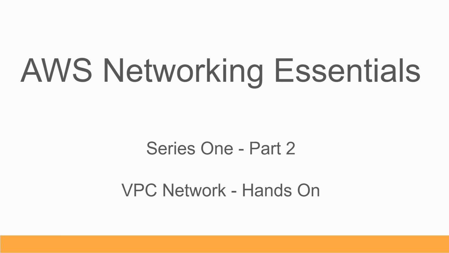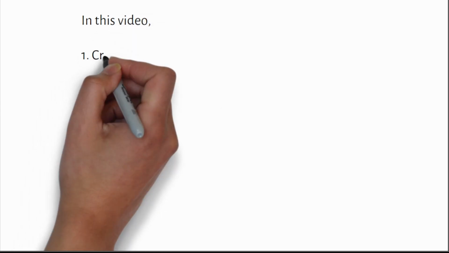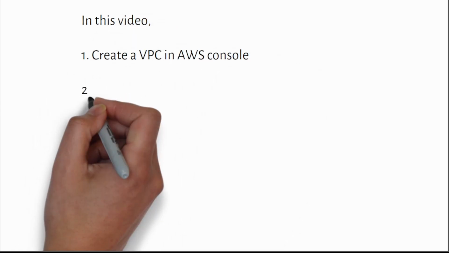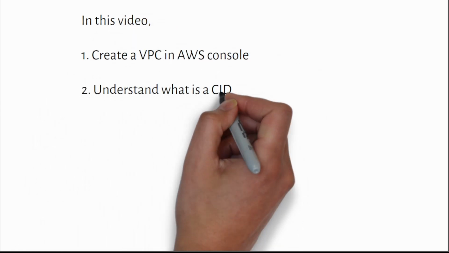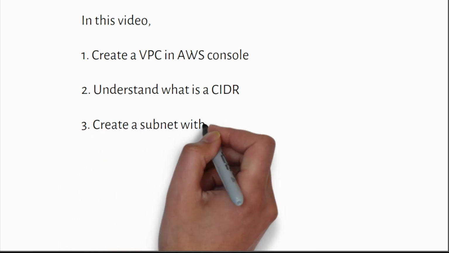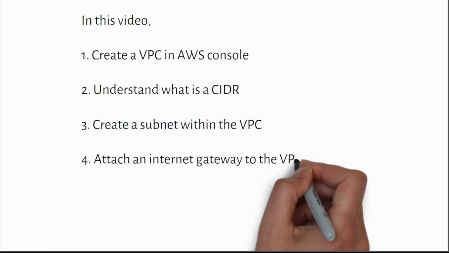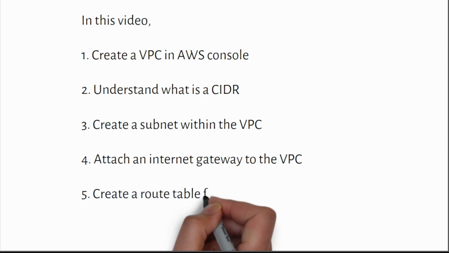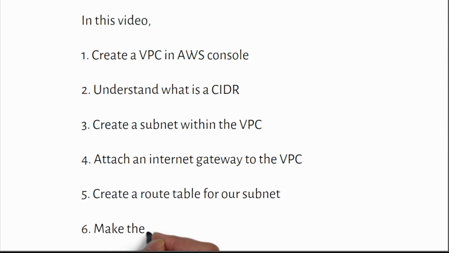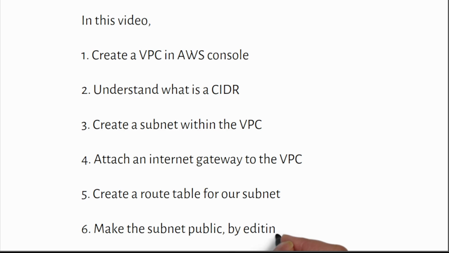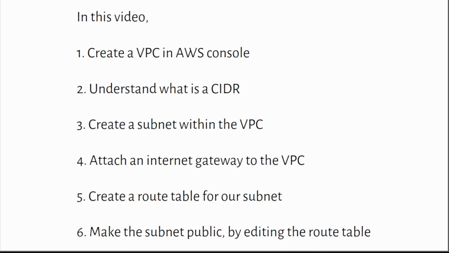In the last video, we saw a high-level overview of what is a VPC and what are all the components involved. In this video, we will create a VPC in AWS console, understand what is a CIDR and how to calculate IP ranges, create a subnet within our VPC, attach an internet gateway to our VPC, we will create a route table for our subnet, and finally, we will make the subnet public by editing the route table. So let's get started.